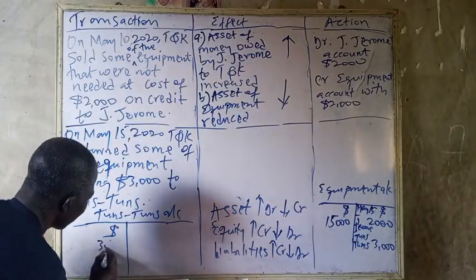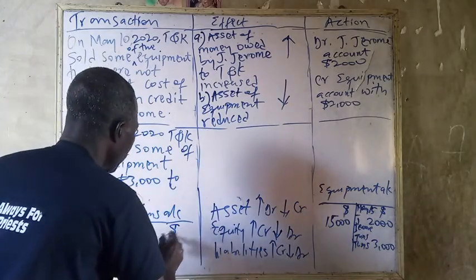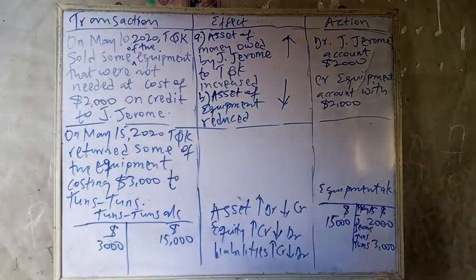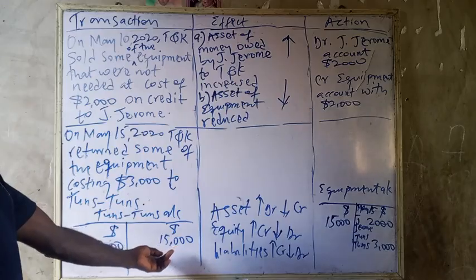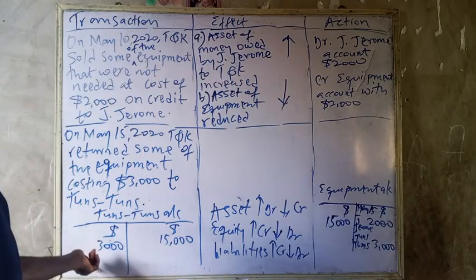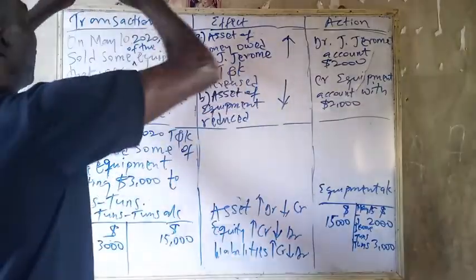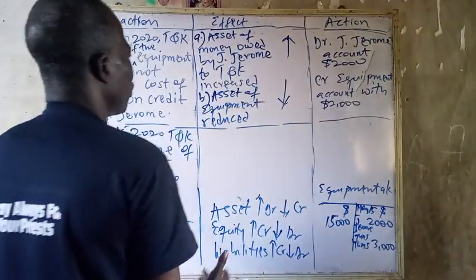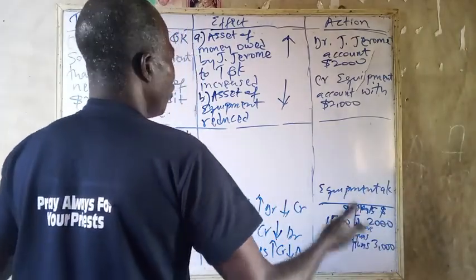But today we are returning part of the goods, $3,000. In the first place, when he sold the goods to us it was $15,000. So how much are we owing Toons now? We are owing him $12,000. That's the balance, right? What we are concerned with here is just the transaction, effect, and action. This is just to demonstrate what the double entry is going to be.